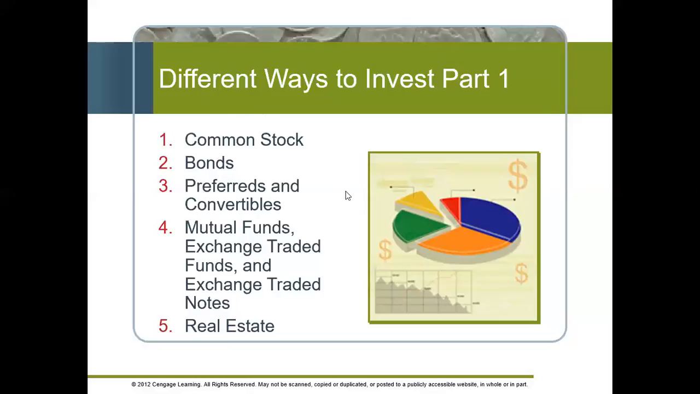Then you've got preferreds and convertibles. I think that's beyond the conversation for tonight, but that's basically a hybrid stock or a hybrid bond. So a type of bond, a type of stock that's kind of a hybrid between the two. Then you've got mutual funds.